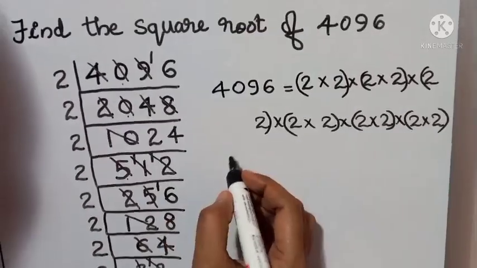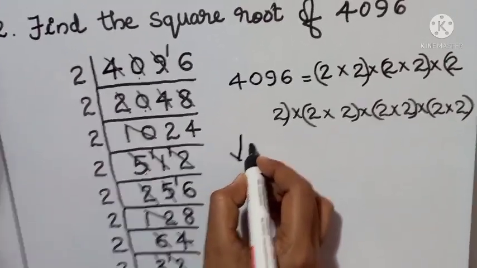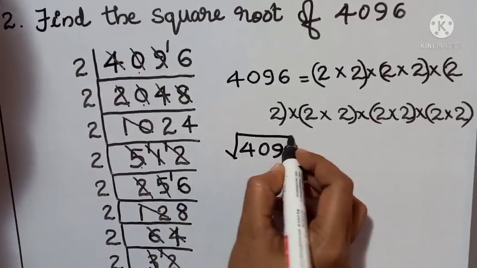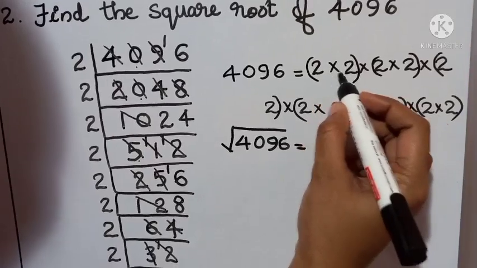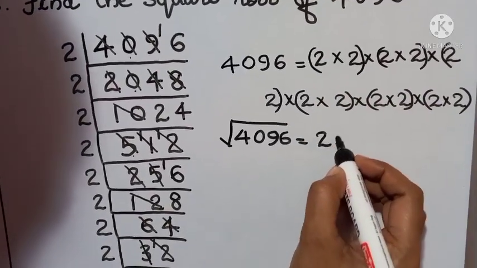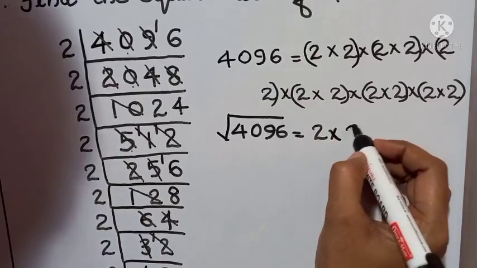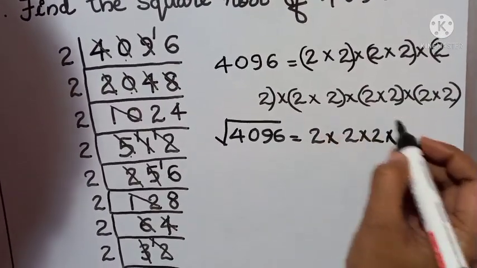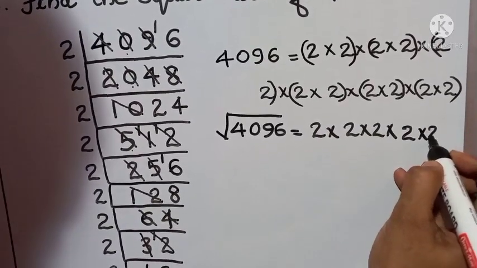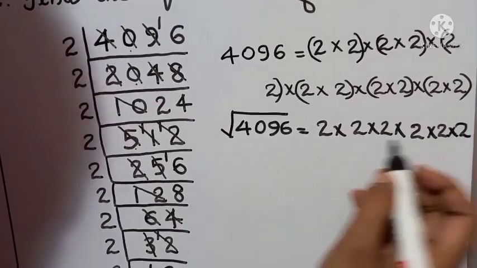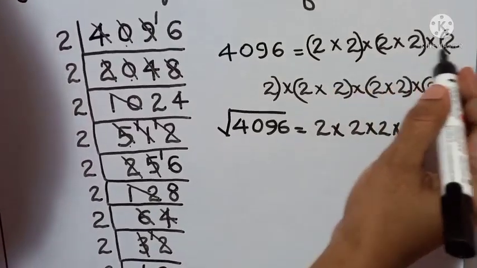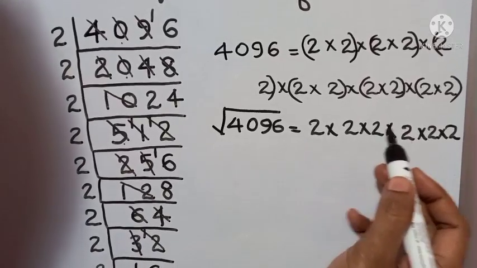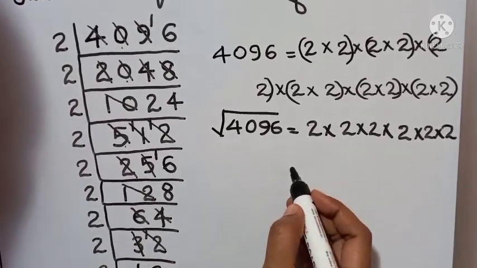And next we have to find the square root of 4096. We are writing square root of 4096 is equal to, take one 2 from each pair. One from here, another one, and from the third pair another one, another pair, and here we are getting 6 pairs. So 2 is multiplied 6 times. 1, 2, 3, 4, 5, 6 pairs are there. From that we have taken 1, 2, 3, 4, 5, 6 2's.